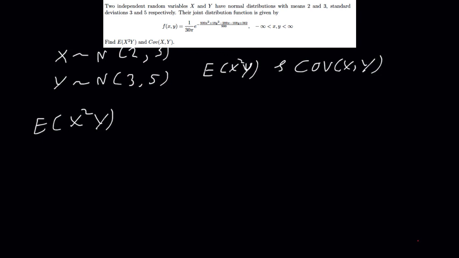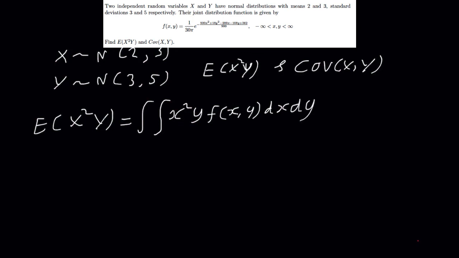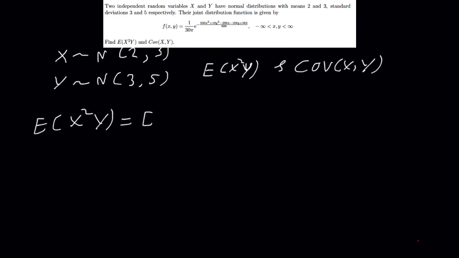If you don't see the conditions we have here, then you will try to find these double integrals, x squared y f(x,y) dx dy. If you go in this way, this will be very difficult. So go back to the problem and read it again. It says x and y are independent. They are independent random variables. Therefore, you can write this equation: expected value of x to power 2 times expected value of y.